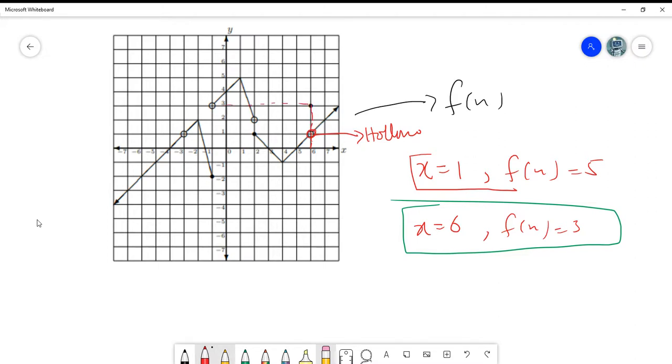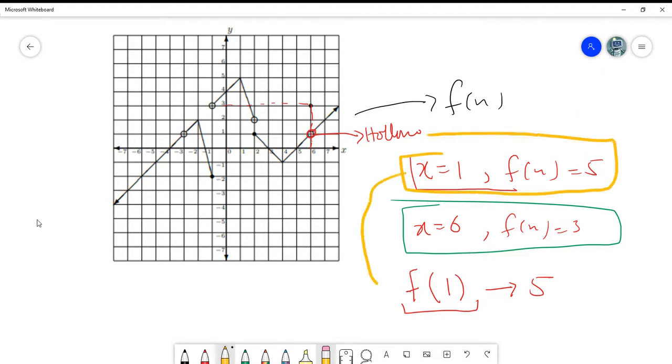Now, these very same questions can also be phrased in a different way. What is the value of f of 1? Now, f of 1 has the value of 5 because it's the same question as the first one. So essentially, whatever is in the bracket is the value of x.